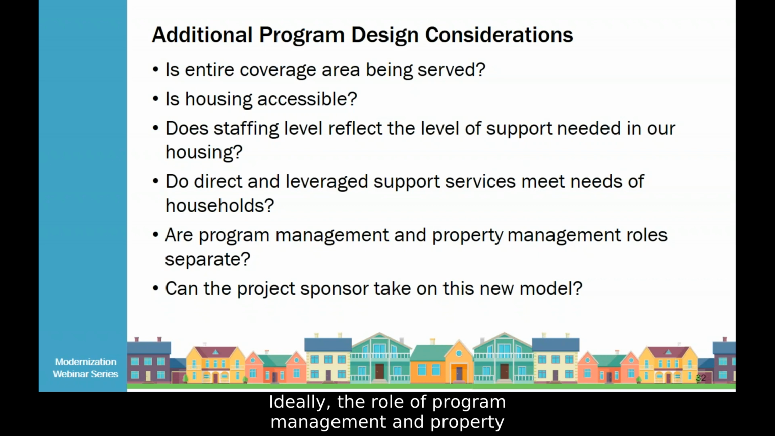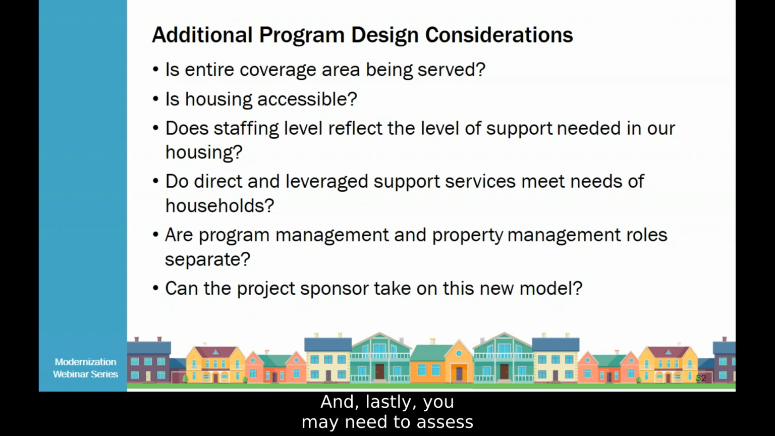Ideally, the role of program management and property management are separate. That means that ideally the person who is providing support to households, perhaps providing services or the referral to services, is not the same person who is collecting rent. You want to structure your program so that those folks are not wearing the same hat.